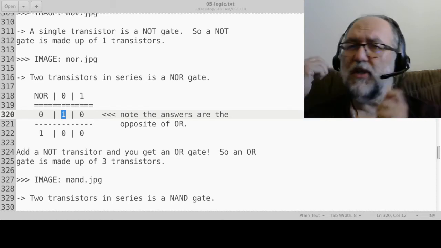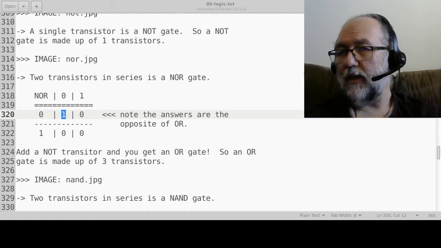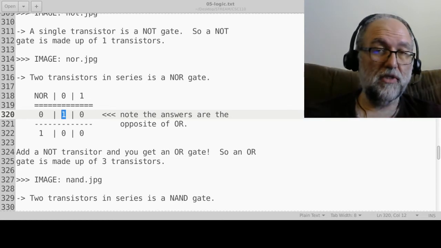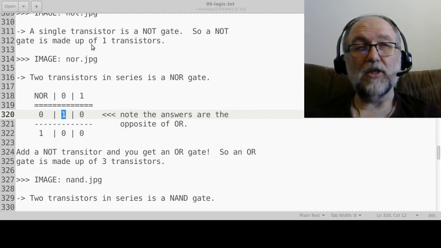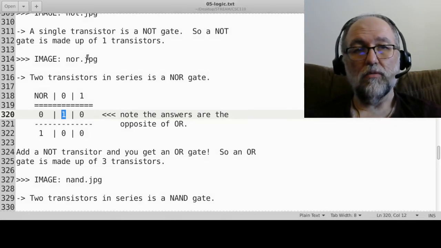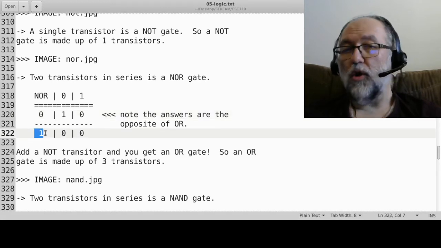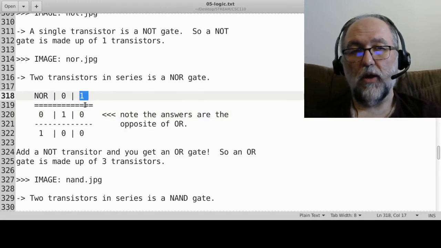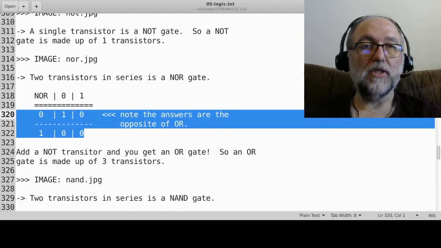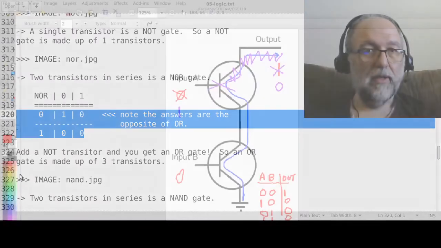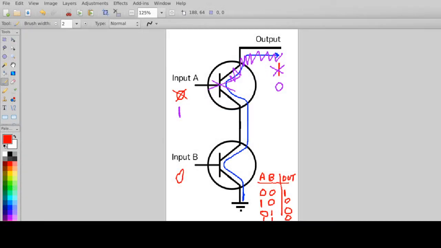Okay, so only if you did not apply electricity to A and you did not apply electricity to B did you get a flow. If you applied electricity to A, which would be here, or you apply electricity to B, which would be there, or both, you get a 0. And that's basically your NOR gate. Let's go back to the diagram one more time, and let me clean it up a bit for you.